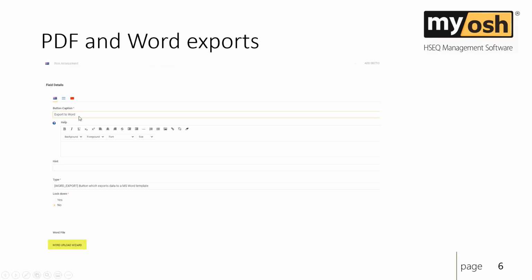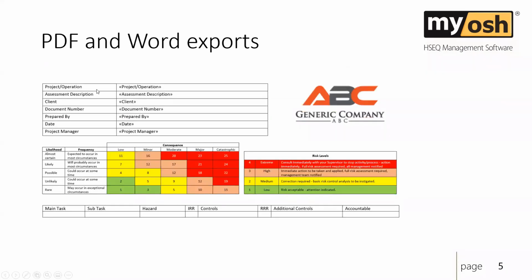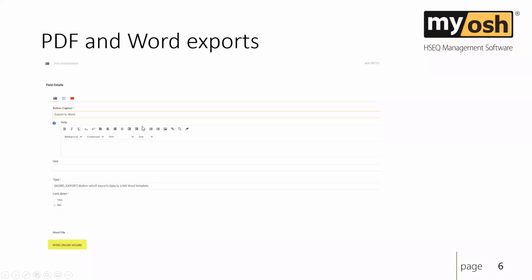The button on the form is going to have Export to Word written on it, and it's using a field type of Word export. Then what happens after that is we run the Word upload wizard. If you notice here, these have to map to Viking fields on an incident report or, in this particular case, a risk assessment.